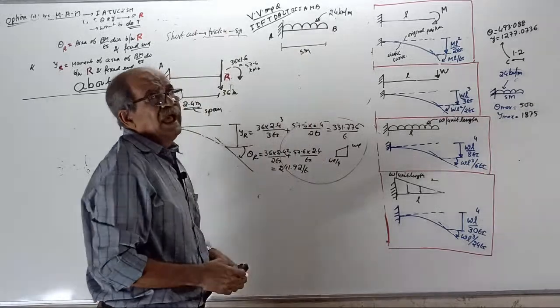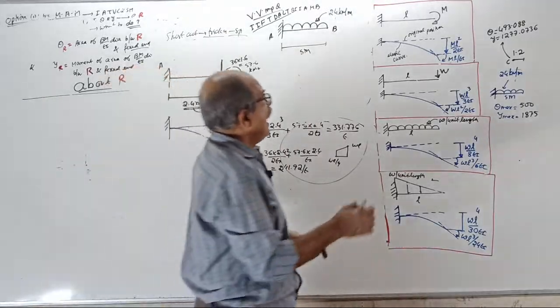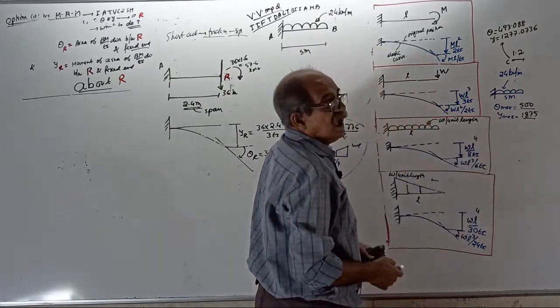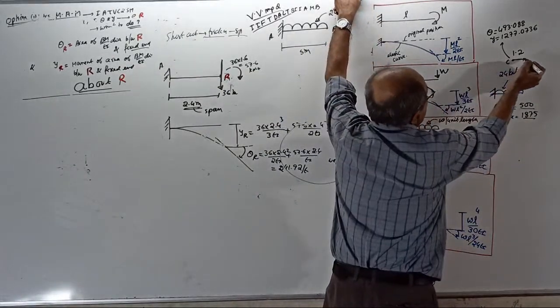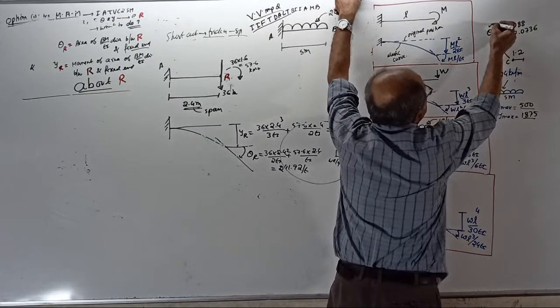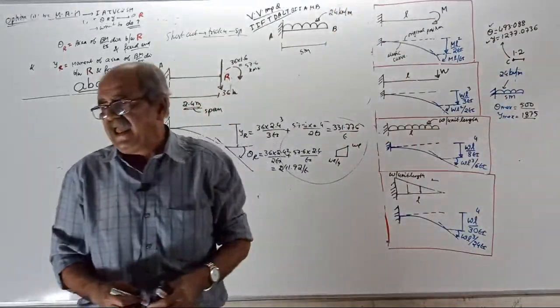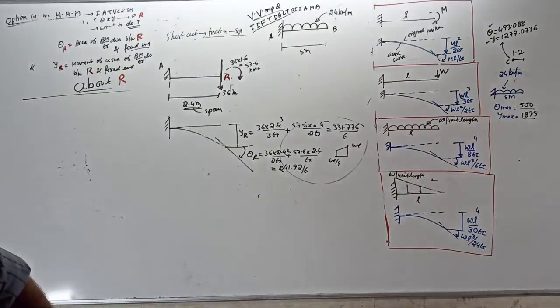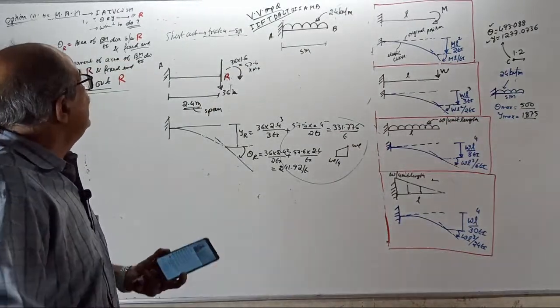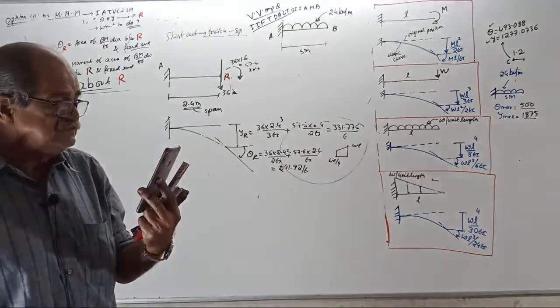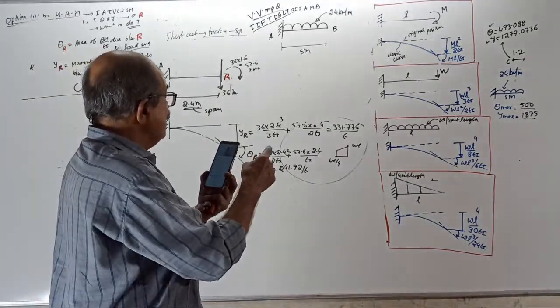Remember, same question we solved last time and we got theta max and y max. And somewhere at 1.2 meter, we got theta and y. I told you it will come in the next class. Today it came. Yes or no? I told earlier, somewhere inside they want slope and deflection. I told you it will come in the next class. Yes or no?